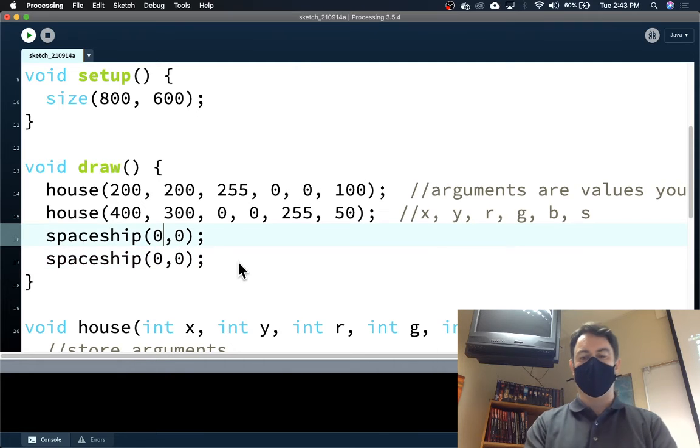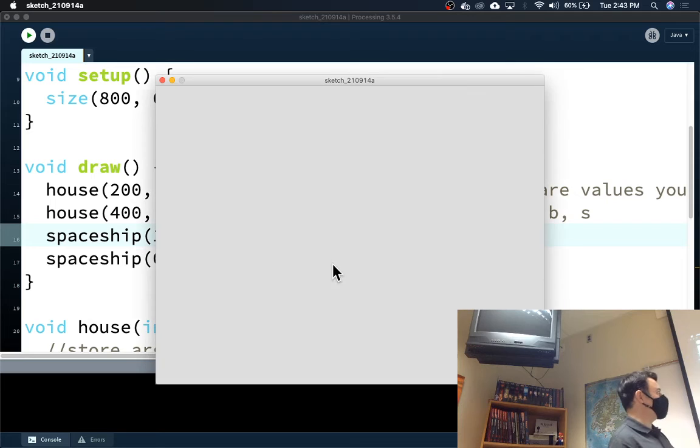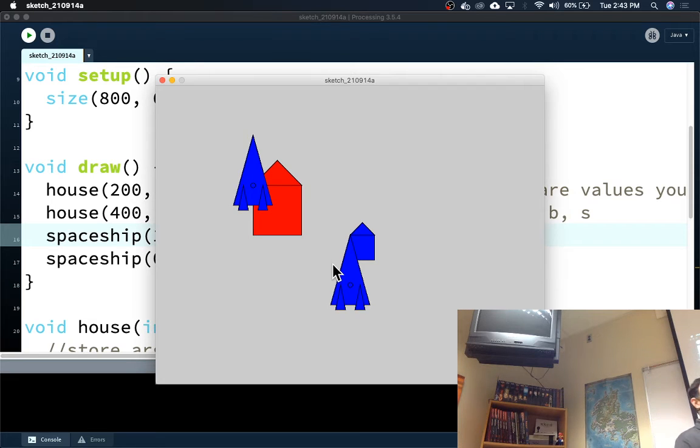But we know if I change this to 100, 100, it should work, right? That doesn't do anything. It's still the same thing. So those numbers aren't working, but we're getting two spaceships. What's happening? Go ahead, William. Yes. William, you got it.